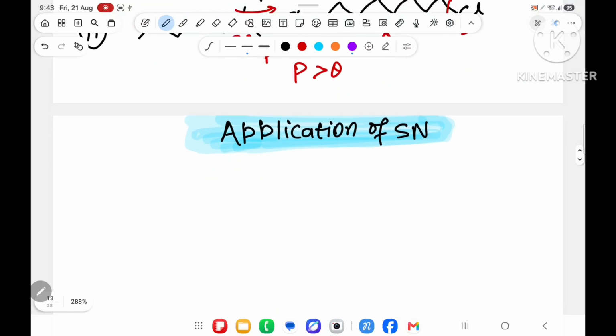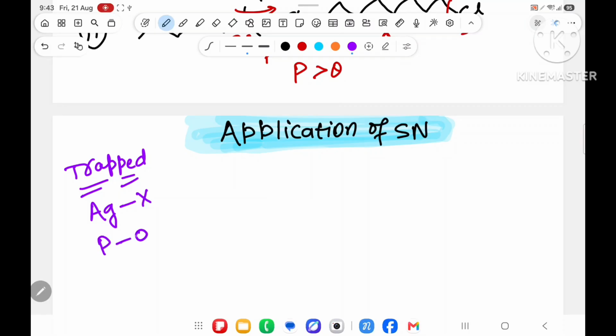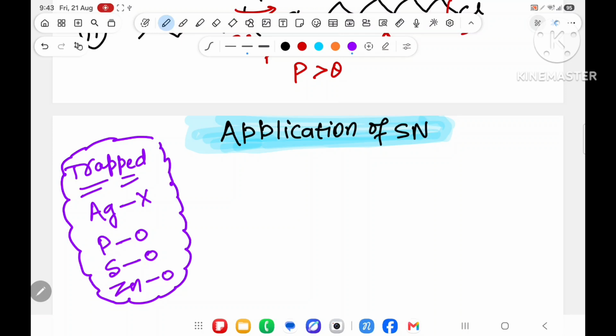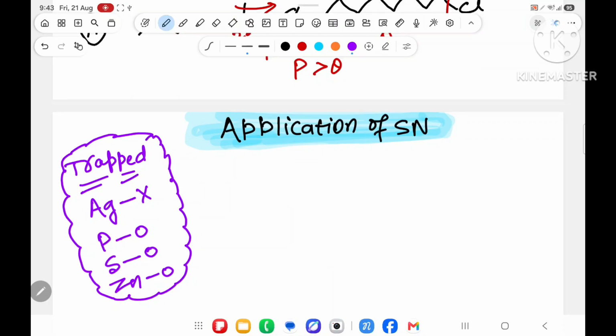We are going to see the application of the SN mechanism. Before writing the application, first try to understand some trappers. Trapped means silver will trap halogen, phosphorus will trap oxygen, sulfur will trap oxygen, zinc will trap oxygen. Trap means they will not allow them to go outside. Silver does not want the halogen to go outside. Phosphorus does not want oxygen. Sulfur does not want oxygen. As well as zinc also does not want oxygen to go outside.